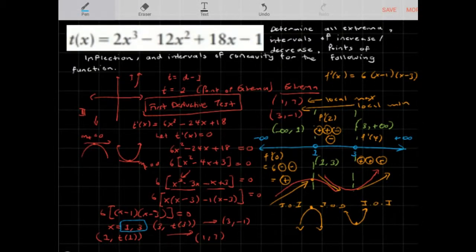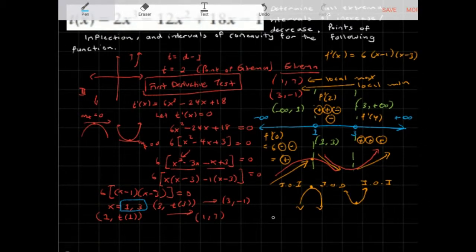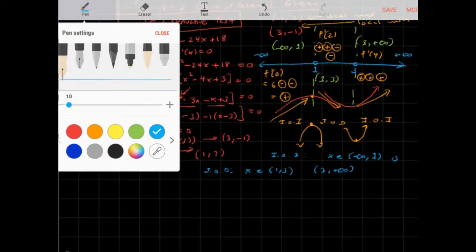So now we figured out our extrema, and we figured out our intervals of increase and decrease. Our intervals of increase occur at x belongs to negative infinity and 1, as well as 3 and positive infinity. We also found that our intervals of decrease occur at x belongs to 1 and 3. Next thing we want to do is figure out intervals of concavity and the points of inflection. So let's look at our second derivative test.